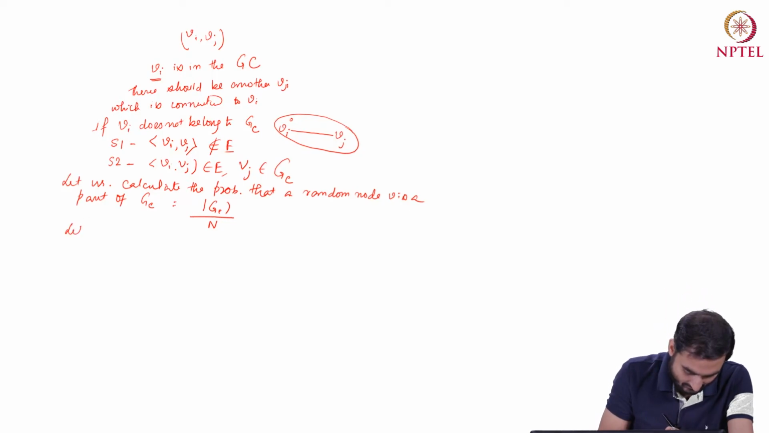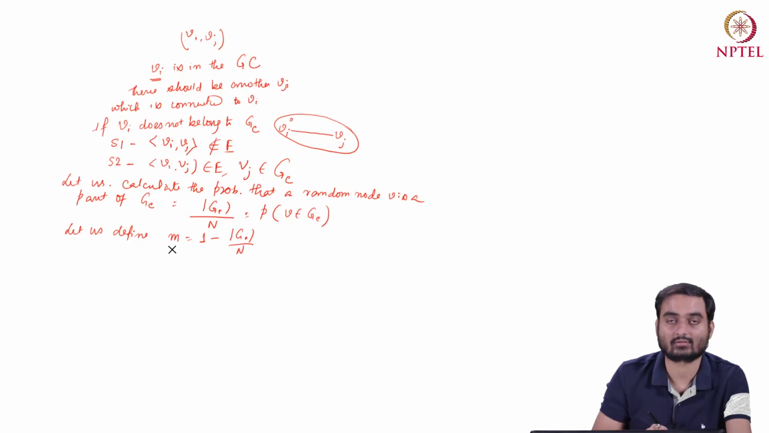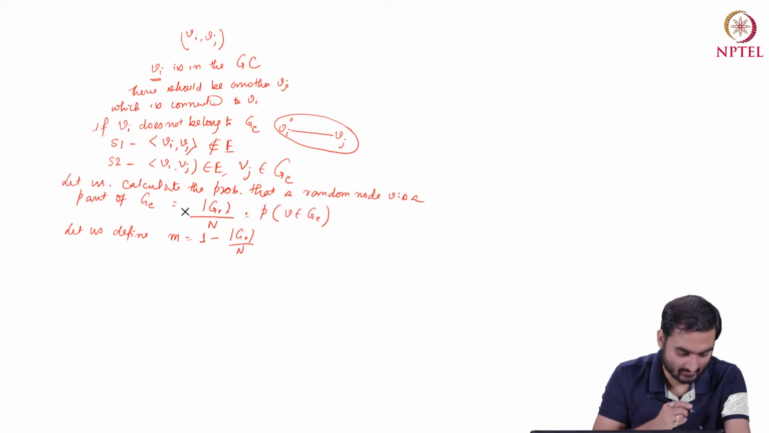Let us define P, V belongs to GC. Let us define another notation, M, which is 1 minus GC by N. It basically says what's the probability that a node is not a part of the giant component. It's basically 1 minus the first equation.